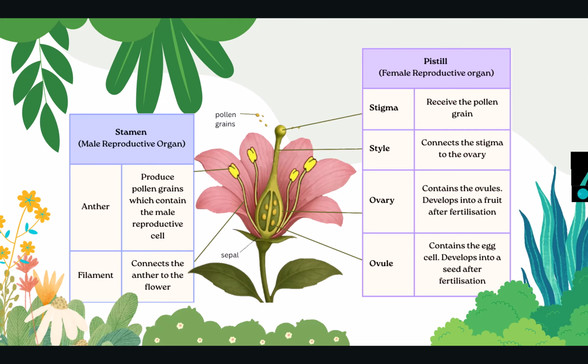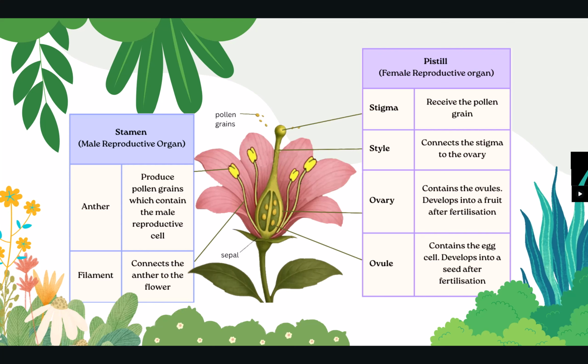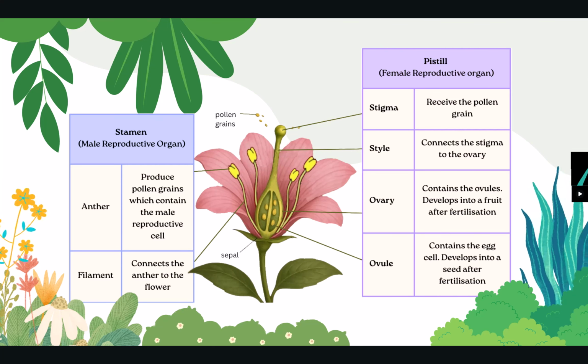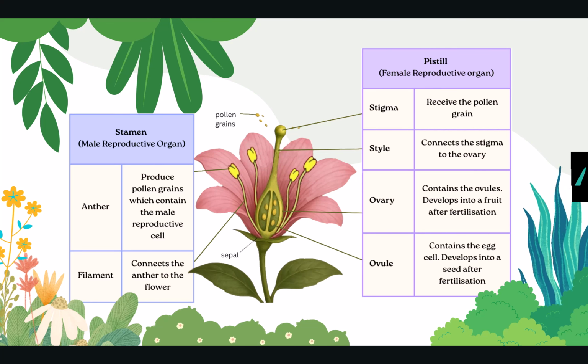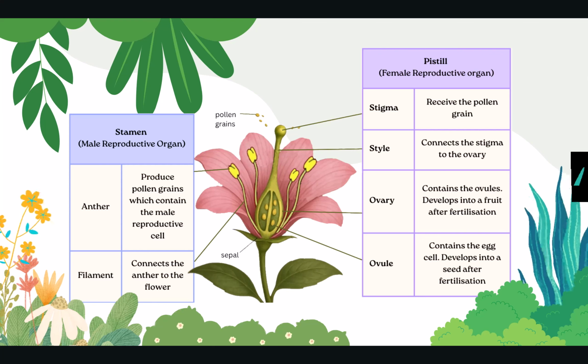For male reproductive organs, it includes anther and filament. Anther produces pollen grains which contain the male reproductive cell, while the filament connects the anther to the flower. For female reproductive organs, it includes stigma, style, ovary, and ovule.